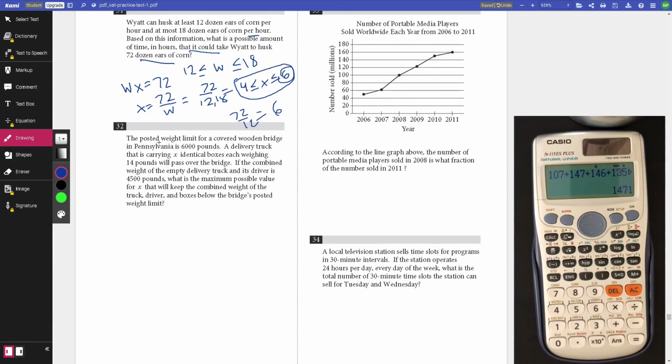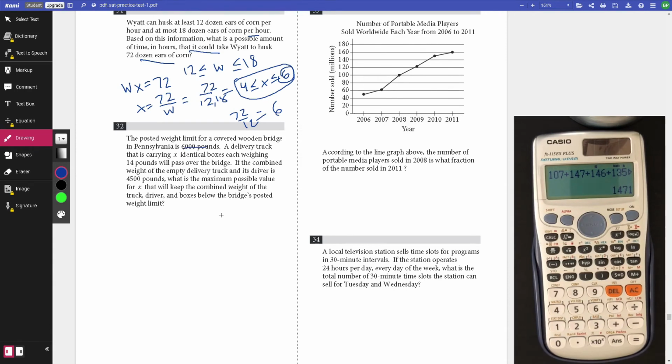So number 32, the posted weight limit for a covered wooden bridge in Pennsylvania is 6,000 pounds. A delivery truck that is carrying X identical boxes, each weighing 14 pounds, will pass over the bridge. If the combined weight of the empty delivery truck and its driver is 4,500, what is the maximum positive value for X that will keep the combined weight of the truck, driver, and boxes below the posted weight limit?